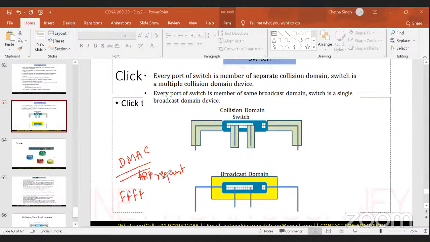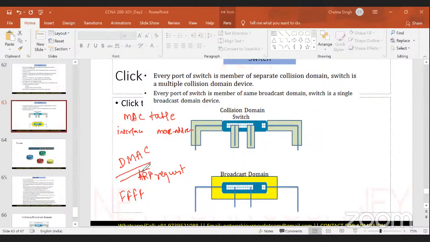And another condition is where its MAC table does not have the entry. The MAC table keeps the port number, the relevant interface, and the corresponding MAC address.